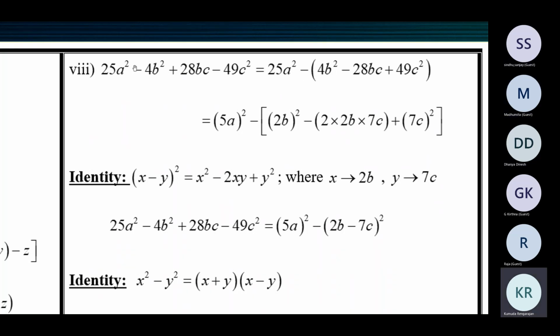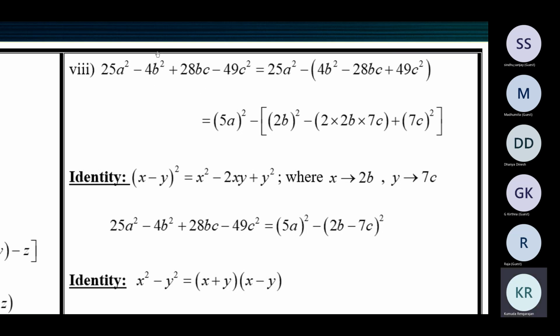Now, in the 8th one, we have 4 terms. 1, 2, 3, 4 terms we have. And if you look at the last 3 terms, they look like x square minus 2xy plus y square, because you can see b square here, c square here, and bc here. Like x square, y square, xy. b square, c square, bc. So we feel the last 3 terms can be grouped together. Why should we group the last 3 terms? Because they have b square, they have c square, and the middle term bc.